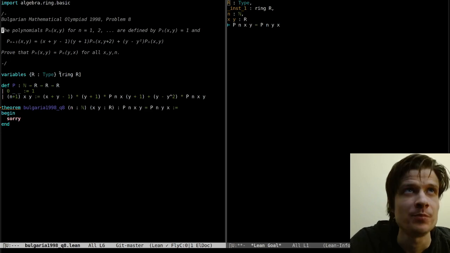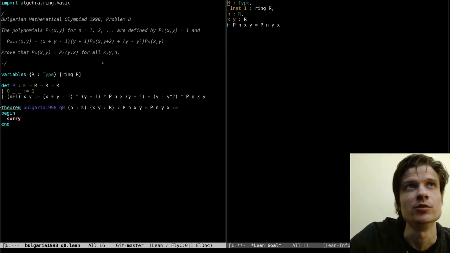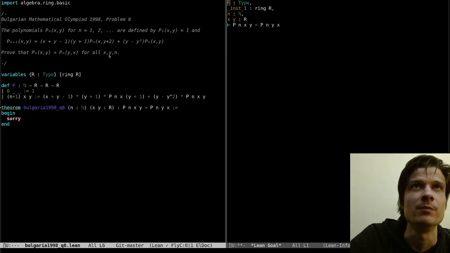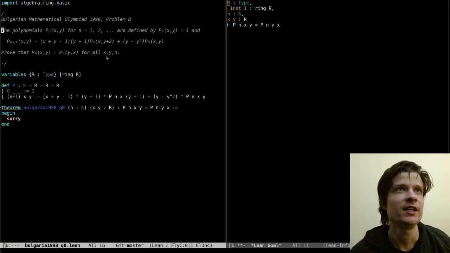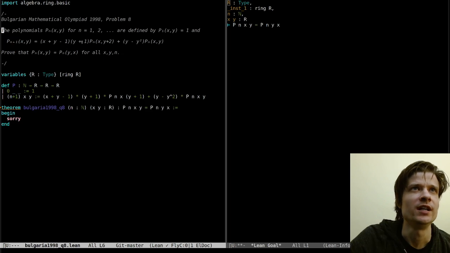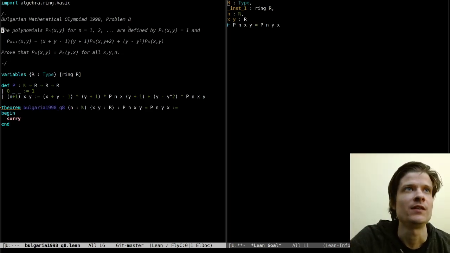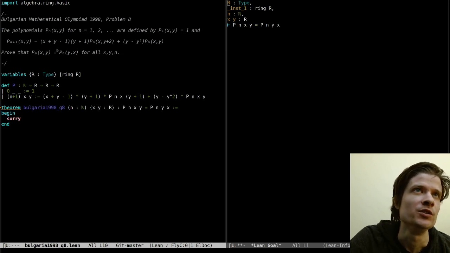The polynomials P_n(x, y) for n equals 1, 2, ... are defined by P_1(x, y) equals 1, and P_{n+1}(x, y) is defined recursively as (x + y - 1) times (y + 1) times P_n(x, y + 2) plus (y - y squared) times P_n(x, y). So we're given that function, and we want to prove that it's symmetric, that P_n(x, y) equals P_n(y, x) for all x, y, and n.